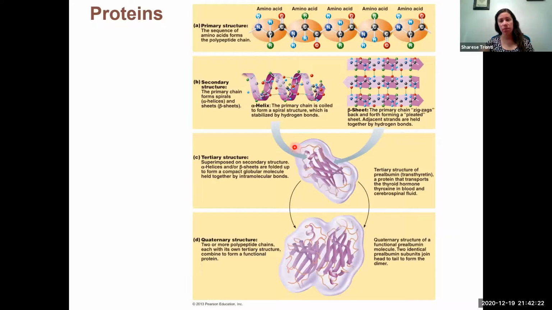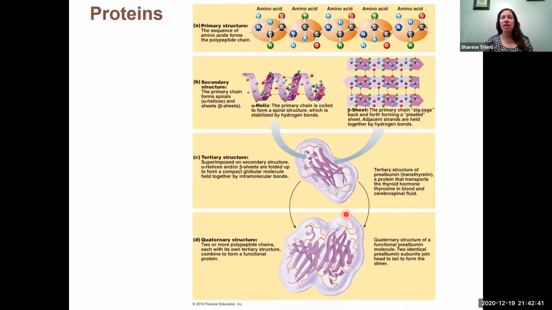See how it's that spiral? We also see some beta sheets where it's folding back and forth. We also see some areas of the chain where it's not in either of those two, but it's just folding back on itself. So the total chain, the way it's folded up, is the tertiary structure.